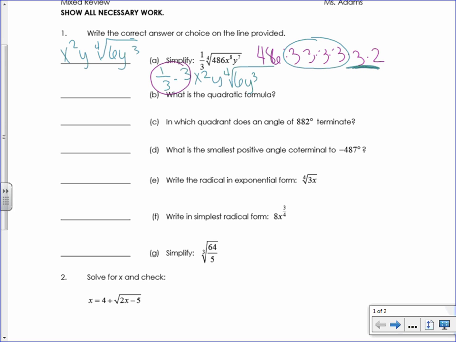6y cubed. B, I'm not even going to do. You need to know the quadratic formula. If you don't know it, look it up.